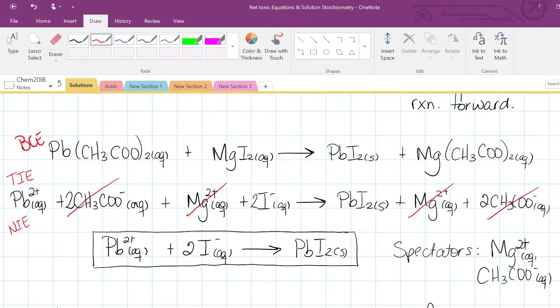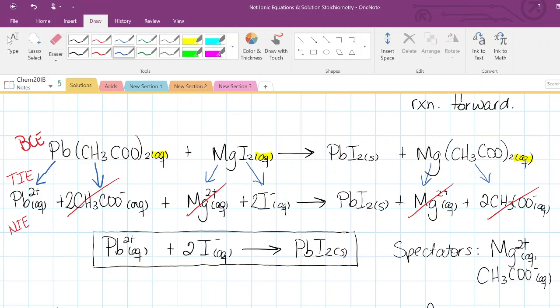I've looked on my solubility table for the products, and now I look to see what are my high solubility substances. Anything with an aqueous. And of those high solubility substances, I'm going to dissociate and ionize them. So my lead 2 acetate is going to dissociate into its ions. My magnesium iodide is going to dissociate into its ions. And my magnesium acetate is going to dissociate into its ions. Lead 2 iodide solid is low solubility.